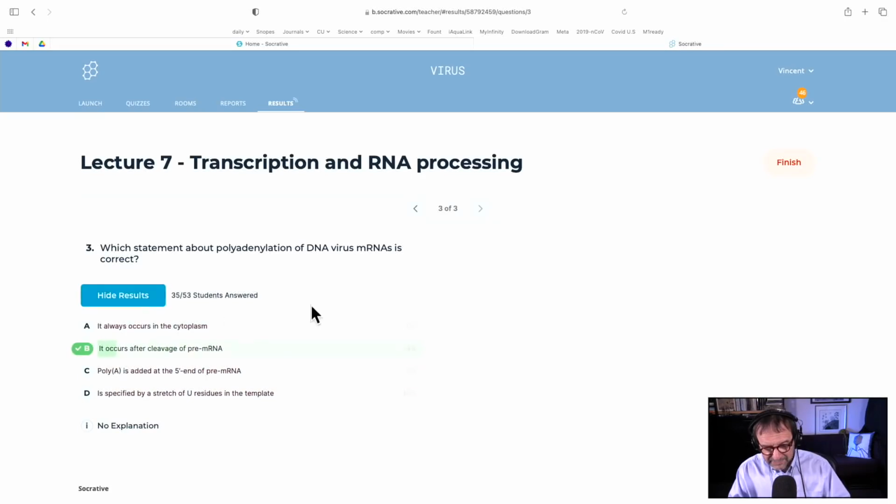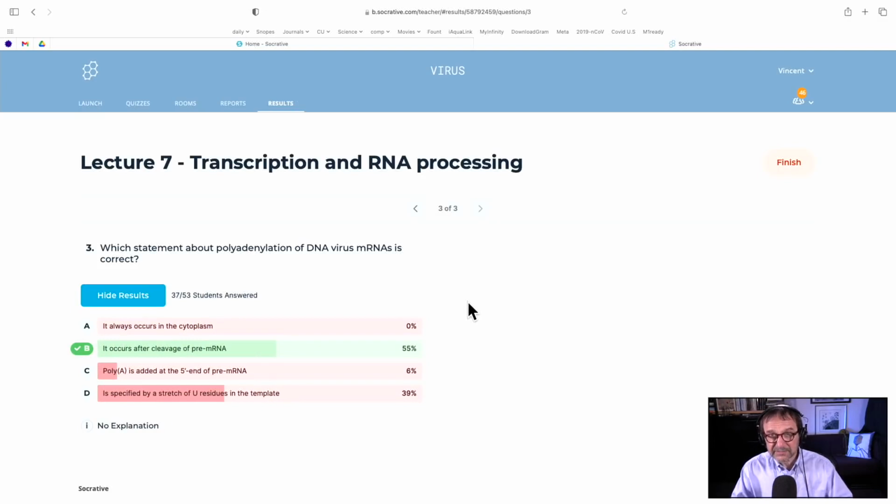All right, let's see what we have here. About half of you got the right answer. It occurs after cleavage of pre-mRNA. It doesn't always occur in the cytoplasm. So DNA virus polyadenylation doesn't always occur in the cytoplasm. Right? Some of them do, but many of them are in the nucleus. Poly-A is added at the 5' end. It's added at the 3' end. It's specified by a stretch of U residues for RNA viruses, but this question says DNA viruses, so that's not correct.